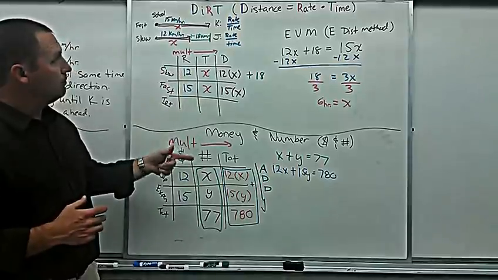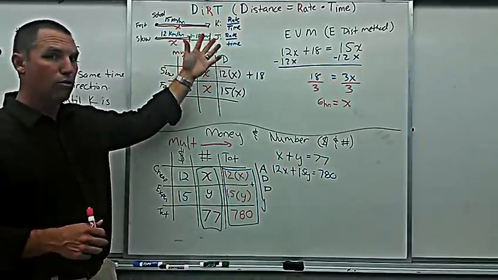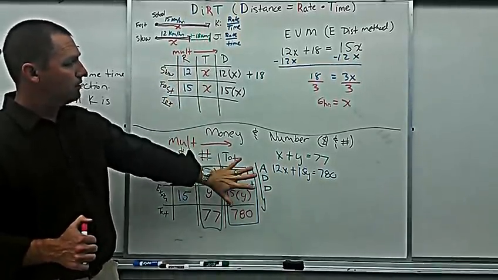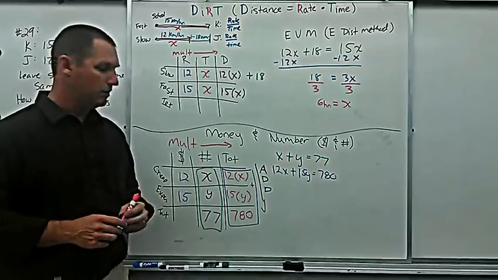So that's two examples of word problems, one being a third equation. I'll do more third equations in the future. Here's a money and number problem. It works with lots of different types of problems as well.